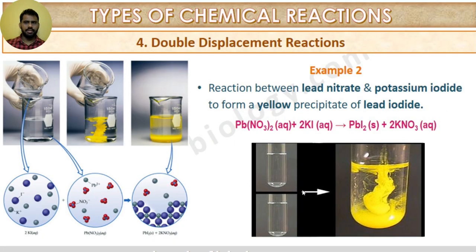Now let us see a double displacement reaction, a reaction between lead nitrate and potassium iodide to form a yellow precipitate of lead iodide. This is again a double displacement reaction.